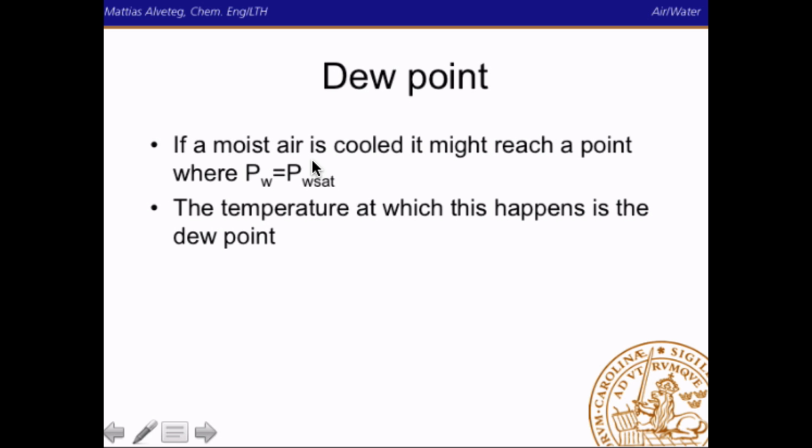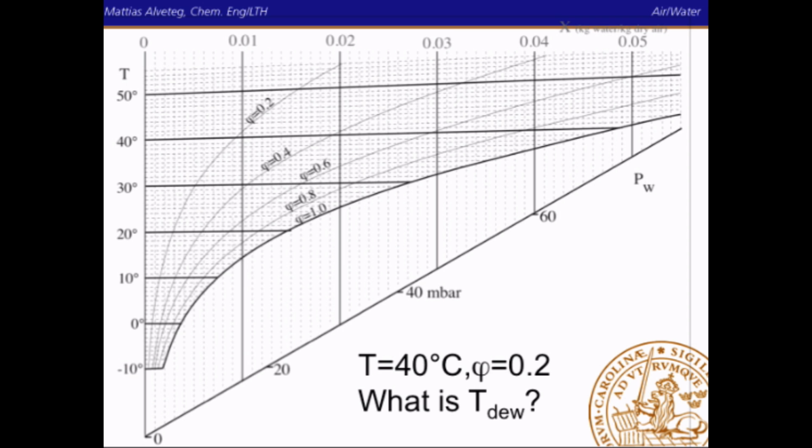Now, there is something that's called dew point, and if you have moist air and cool that, you might reach a point where the partial pressure of water, which is constant as you cool it, becomes the same as the vapor pressure. And that temperature is called the dew point. If you cool any further, then water will start to condense.